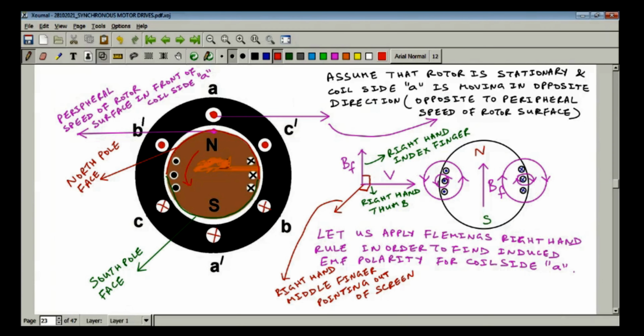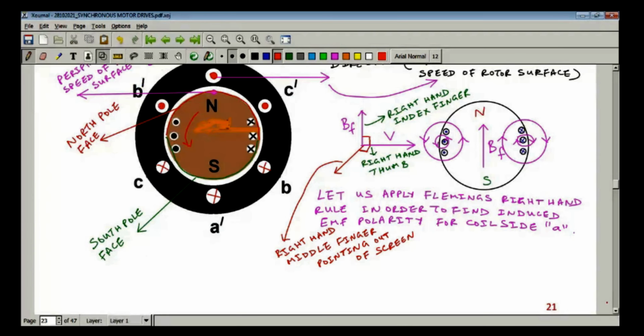So you have to notice this particular point very meticulously, that under south pole face, let me write, coil side C, A dash, and B, coil side B, they are under the influence of south pole.